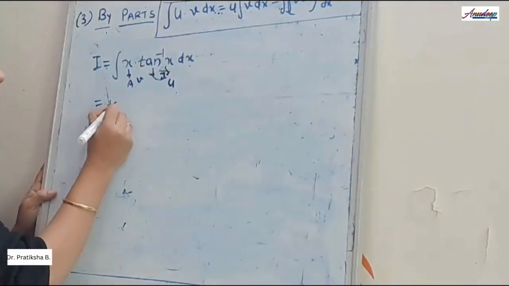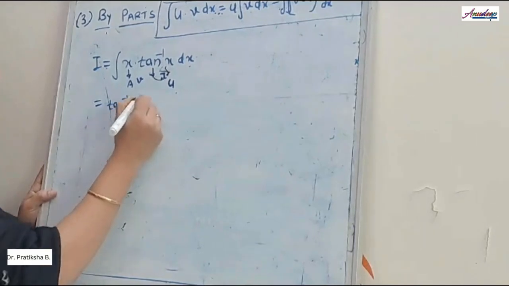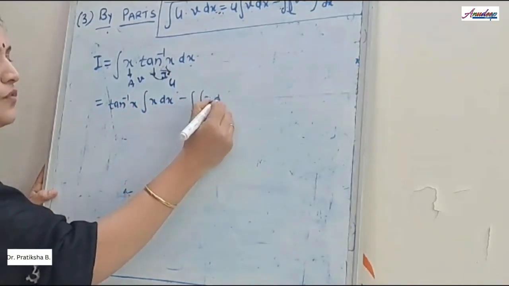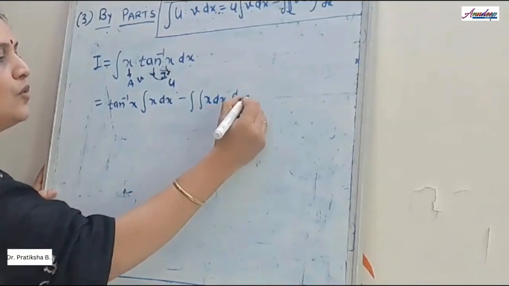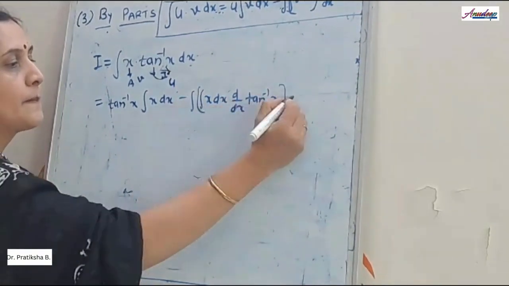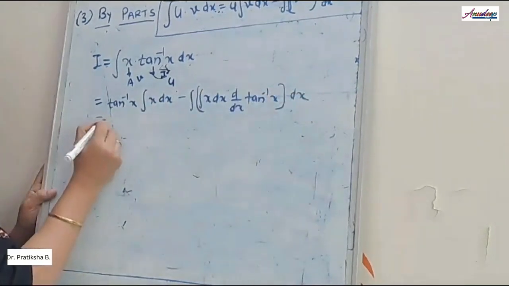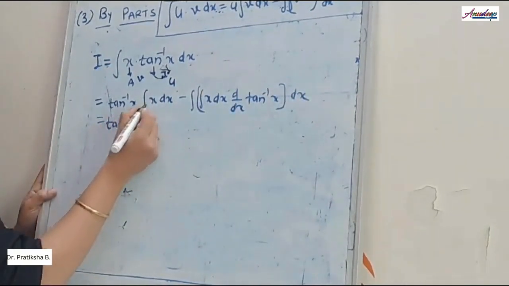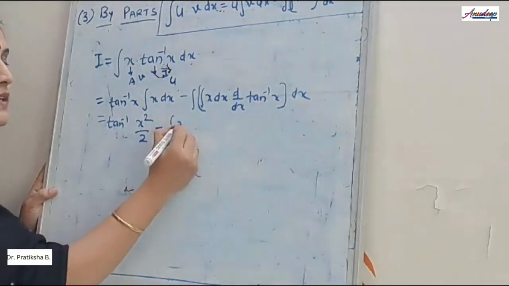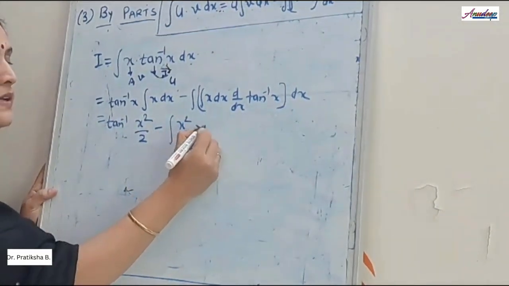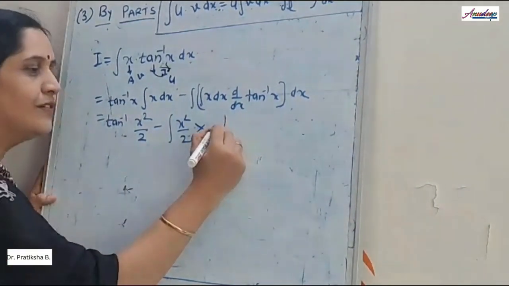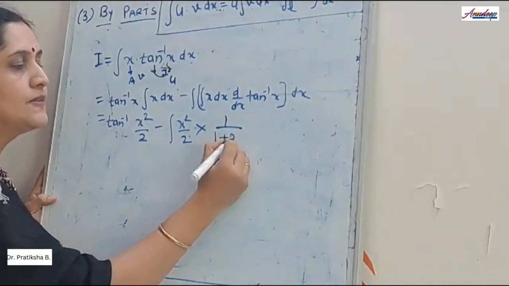u, that is tan inverse of x, into integration of x dx, minus integration of the same term multiplied by the derivative of tan inverse of x dx. Now, what is the integral of x? It is x square by 2. So the same term I will be getting inside. And what is the derivative of tan inverse of x? It is 1 upon 1 plus x square.